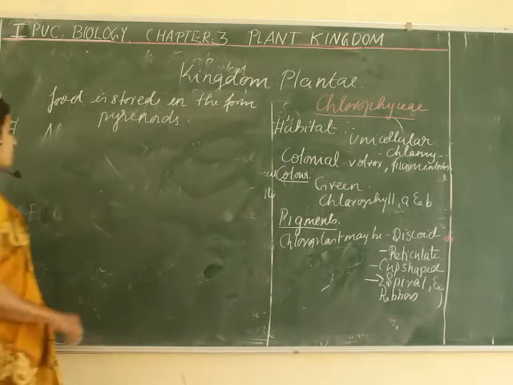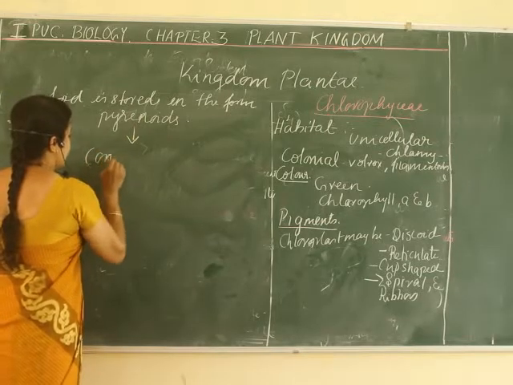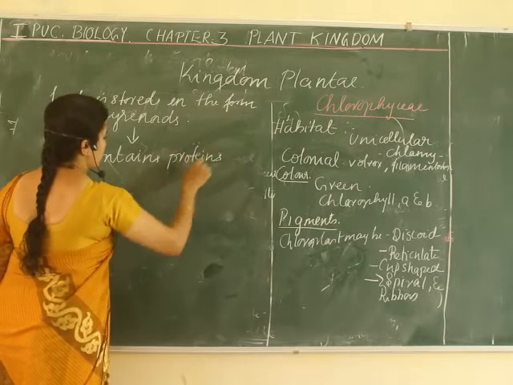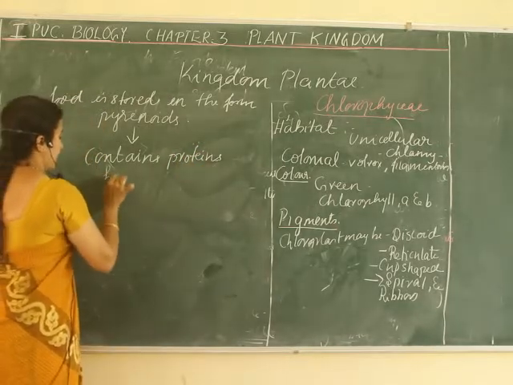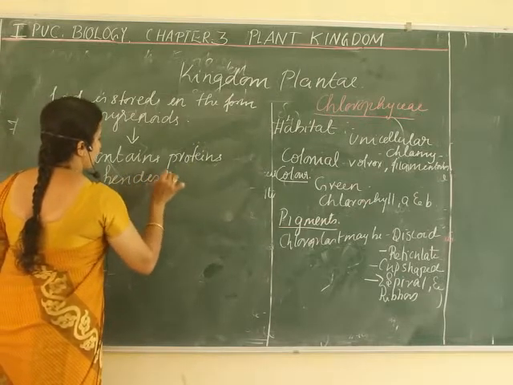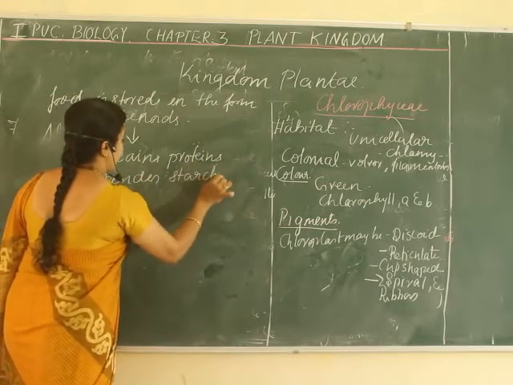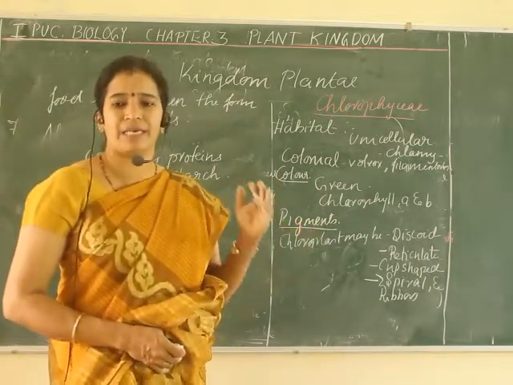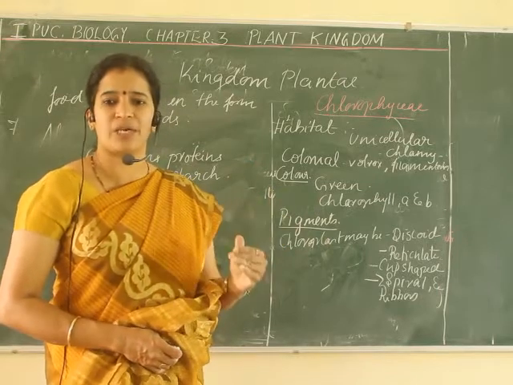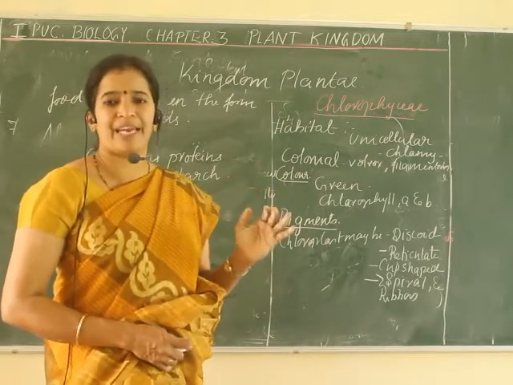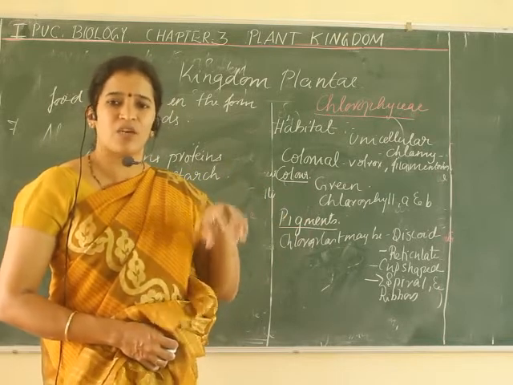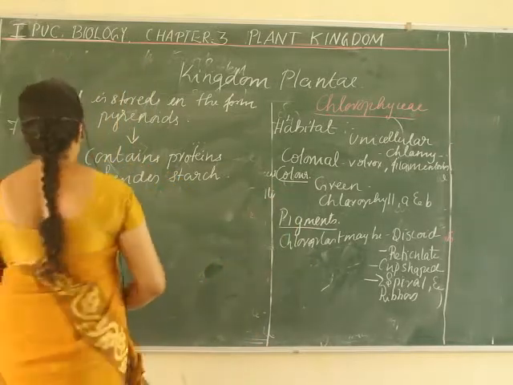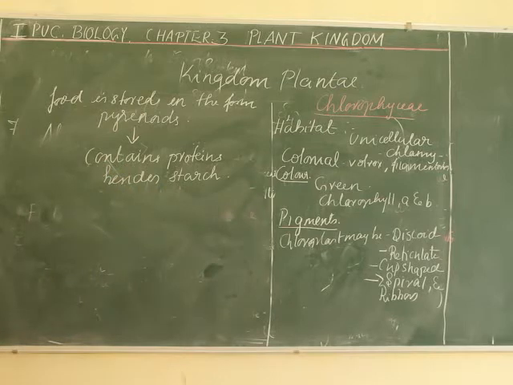The specialty of these pyrenoids is that they contain proteins. We said already that these algae can be used as food. Some of them contain proteins along with the starch. That's why they are named pyrenoids. These pyrenoids are the food-storing substance found in the green algae, located in the chloroplast. One or two of these structures may be there in the green algae.